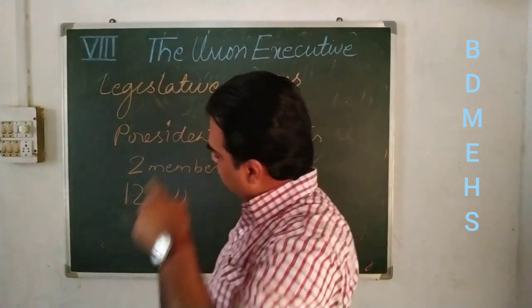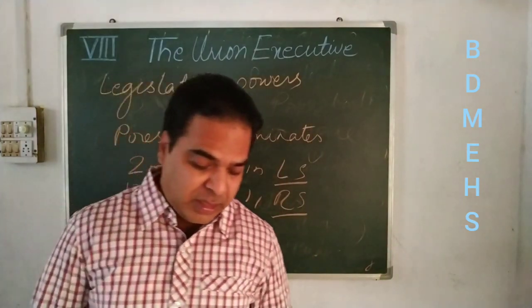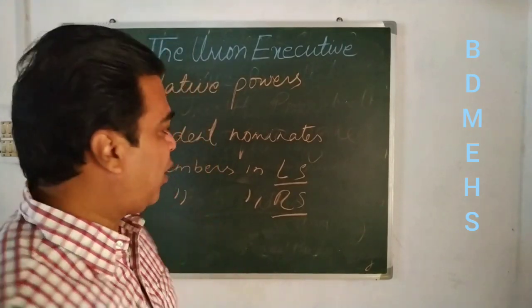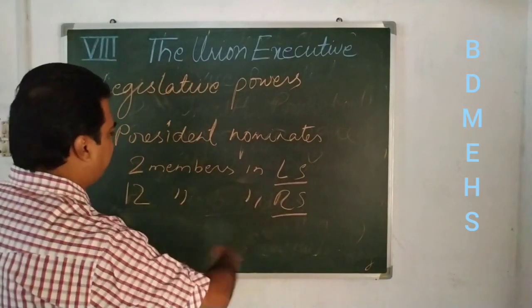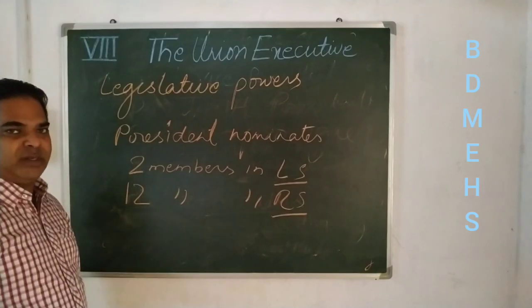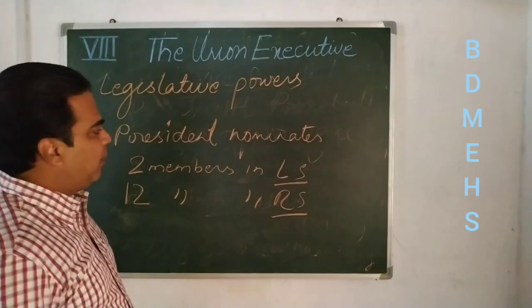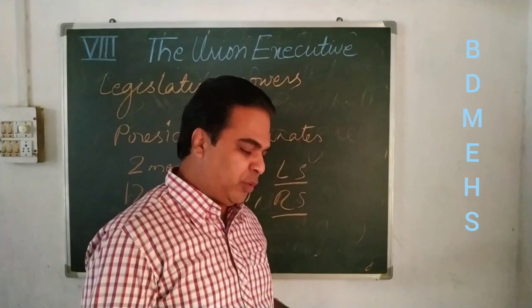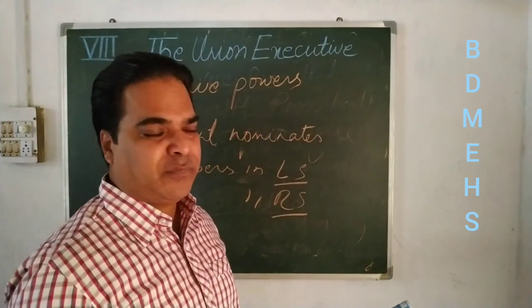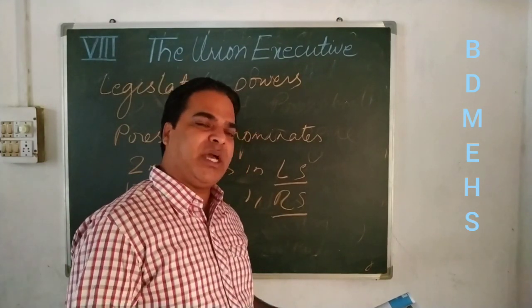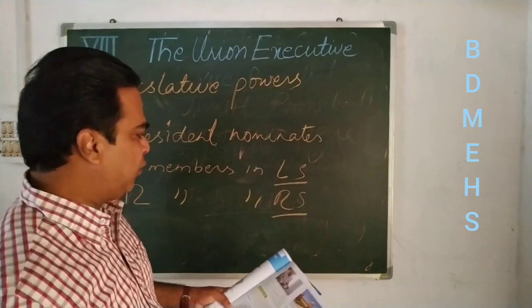So this also comes under the legislative power of the President. How many members are nominated by the President? 14. 2 plus 12, 14. 14 members are nominated by the President in the Parliament, 2 to the Lok Sabha and 12 to the Rajya Sabha. I hope you all understood it. Please watch it carefully and thoroughly. If you don't understand it, watch it again and again, so that it will be clear to you.